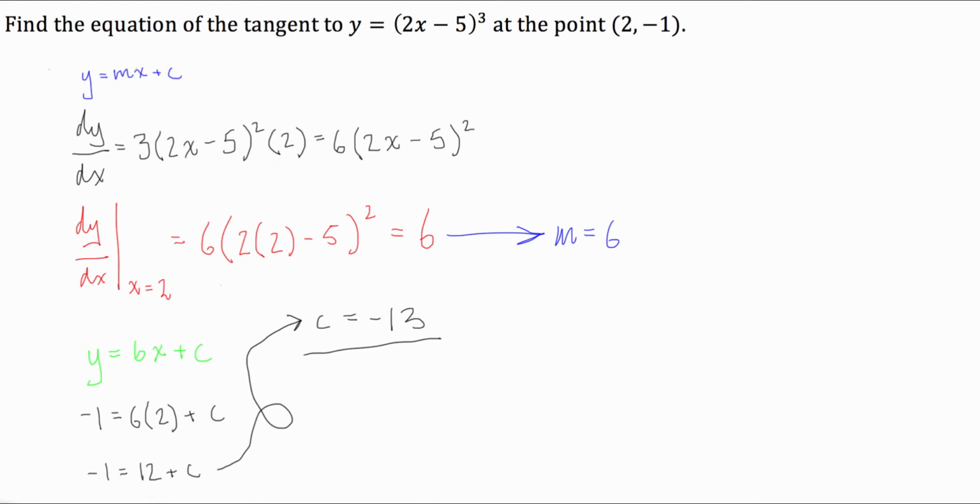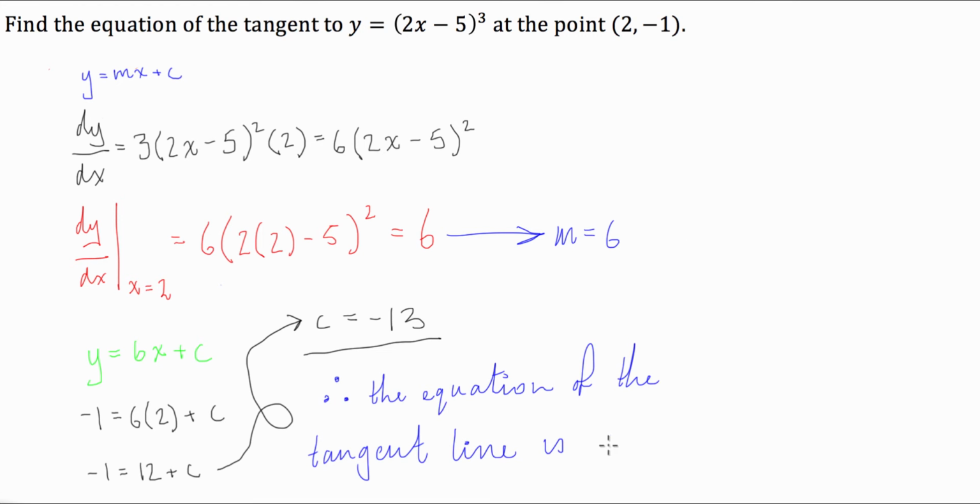So once we've got those two values, we just have to write the equation of the tangent line down. You can write a statement if you feel like it, so you can write, therefore the equation of the tangent line is y equals 6x minus 13.